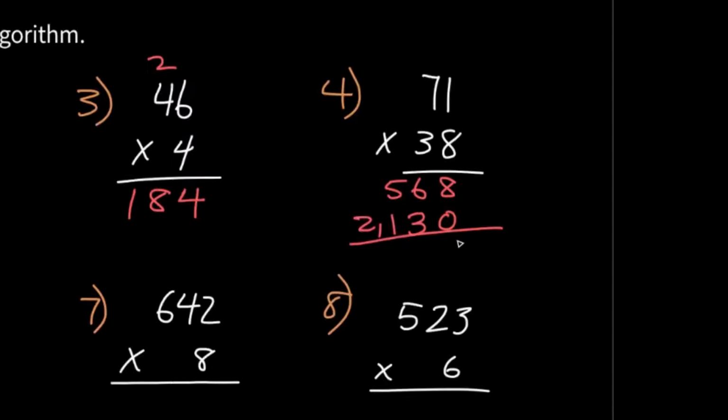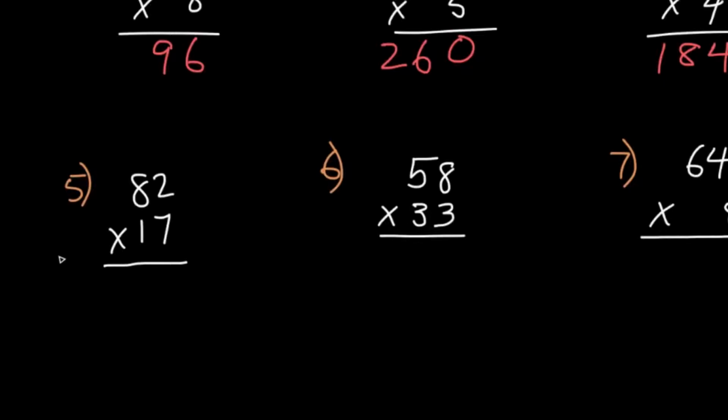So the result is we need to add the partial products. So we have 8 and 0. 6 and 3 is 9. 5 and 1 is 6. And 2. So the result is 2,698.